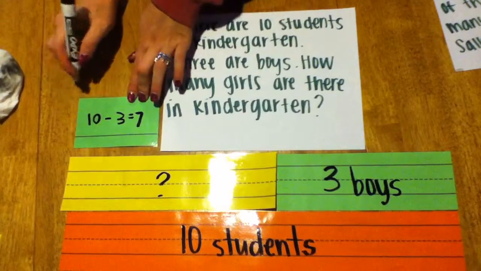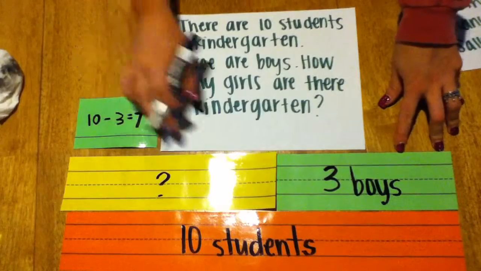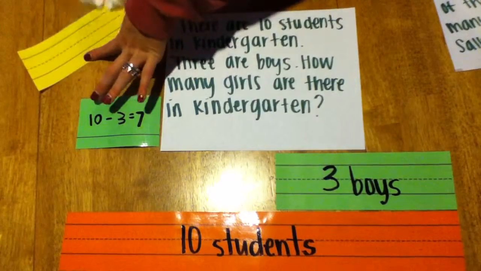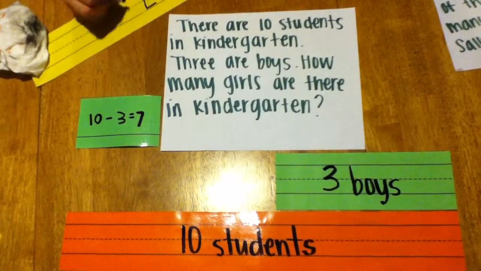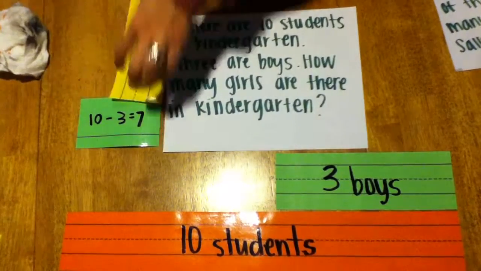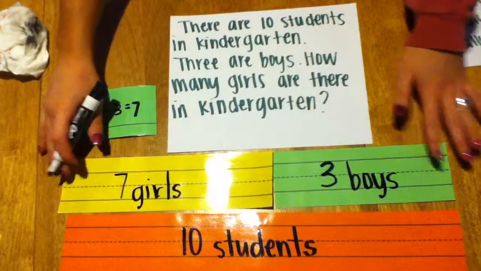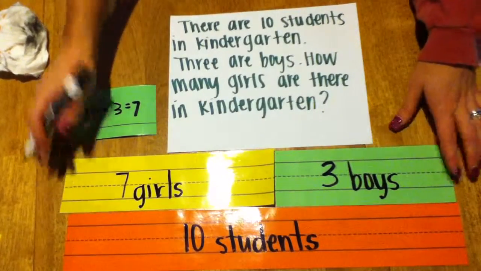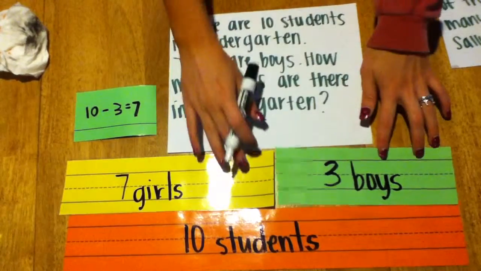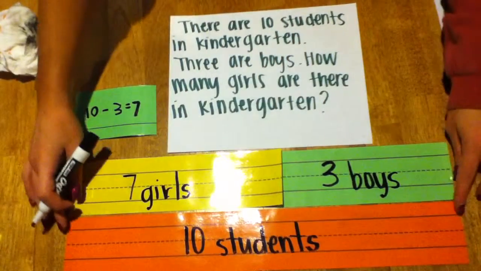So since we have the subtraction problem 10 minus 3 equals 7, we know that 3 is smaller than 7, so we know that the bigger sentence strip is going to represent 7 girls. So using these sentence strips, it demonstrated that there are 10 students in kindergarten, 3 are boys, and 7 are girls. And so these two sentence strips, when you put them together, equal the same length as 10 students.